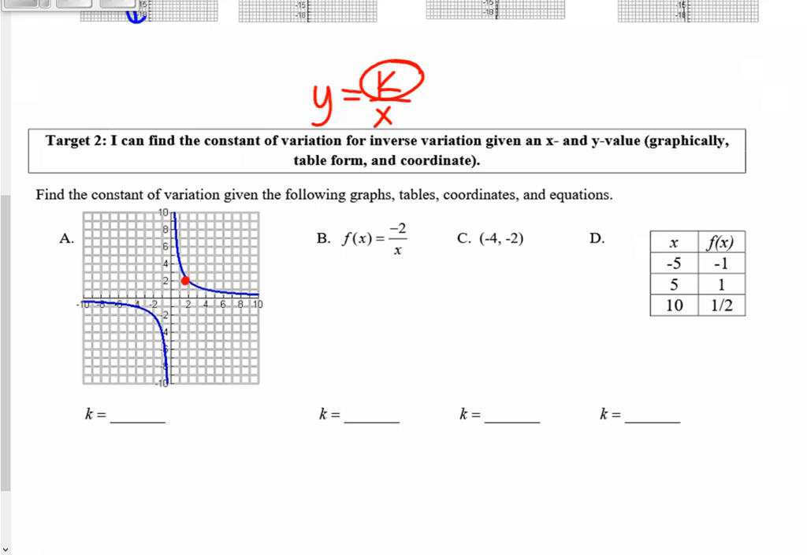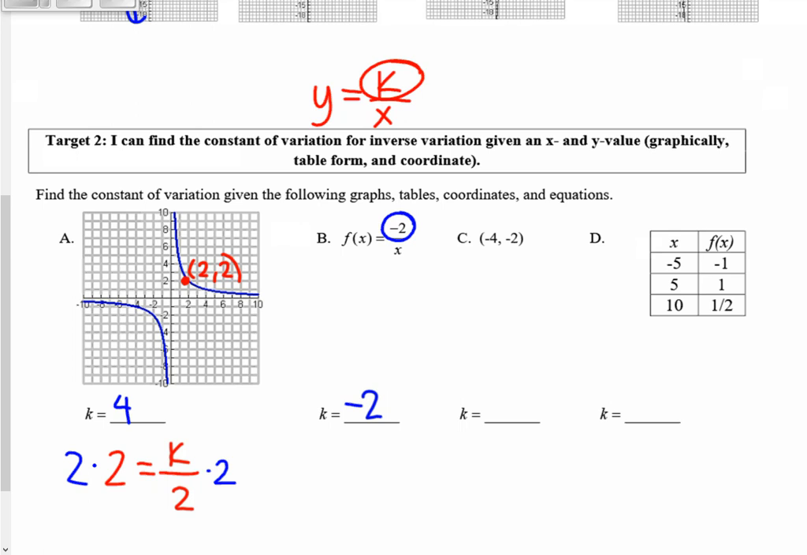I see 2, 2 as a perfect point. So I'm going to plug 2 in for y, and I'm going to plug 2 in for x. Then I'm going to solve for k. So to solve for k, I multiply both sides by 2, and I get k is equal to 4. On B, we don't need to solve. It's already in the form y equals k over x. I can see my k here is a negative 2.